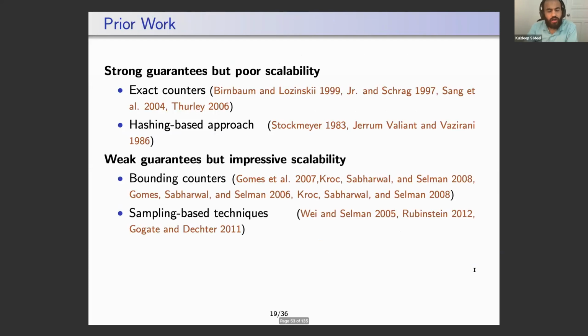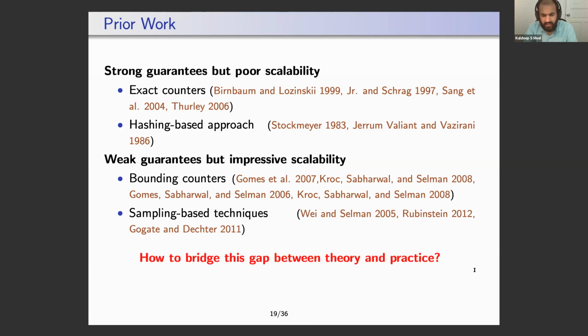Of course, this is a fundamental problem, and there has been a lot of work in the past. What motivated us is this seeming divide between techniques that have very strong guarantees but often scale to very small instances, while the techniques that have weak guarantees can scale to large instances. The overall goal in our project has been, can we bridge this gap between theory and practice? So I'm going to discuss some of the work that we have done here.